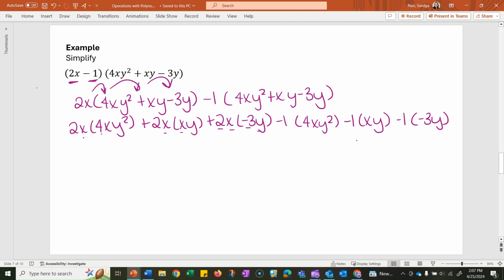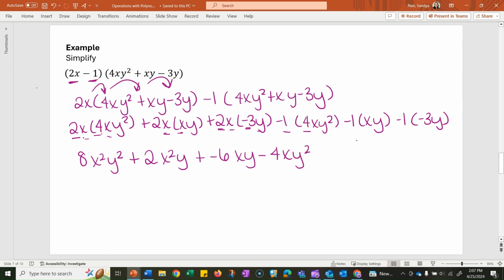So now I'm going to go ahead and multiply everything. So 2 times 4 gives me 8. X times x gives me x squared, and then I have y squared. Plus, and then here I just have a 2. X times x is x squared, and then I have y. Plus, 2 times negative 3 is negative 6, and then I have xy. And then minus 1 times 4 is just going to be minus 4, and then I have xy squared, and then I have minus 1 times xy, so minus xy. Minus 1 times minus 3y is going to be plus 3y.